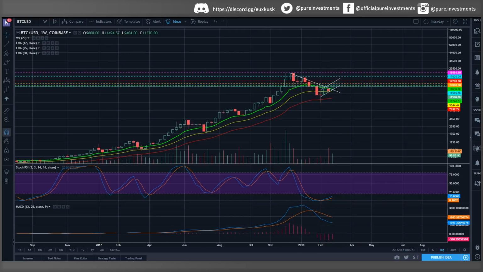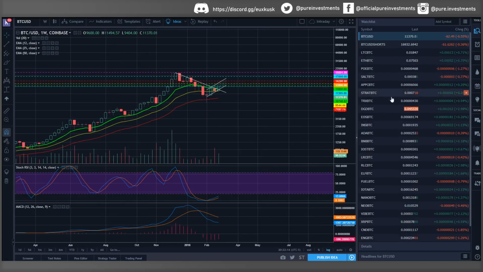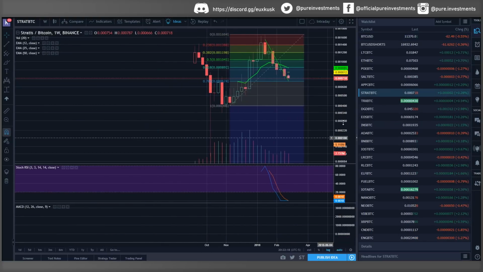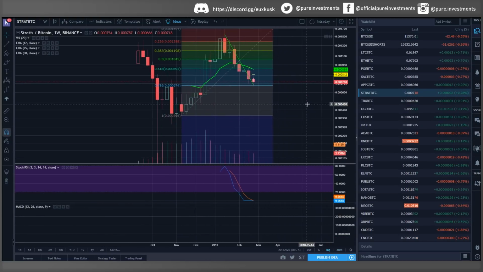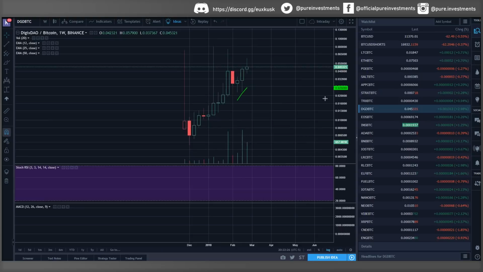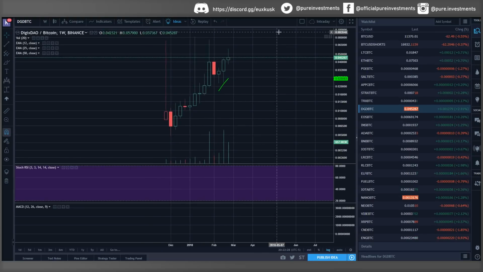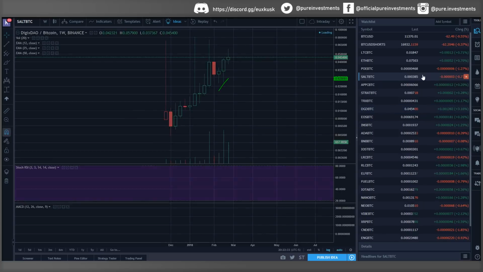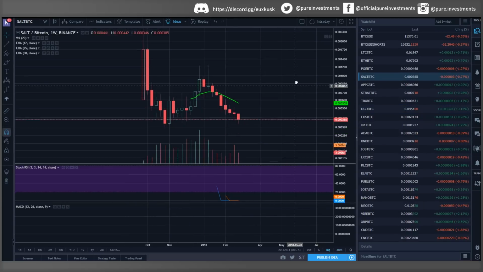But in general, if I were to show you, as I kind of said, let's pick a random altcoin. Sure, Stratus Coin. What does this show you? Literally nothing, right? There's nothing to see here. Any of these coins you're going to click on, here's DGD. It shows you a straight line at a 45-degree angle. That's about it. Salt, same thing. It doesn't really show you much.